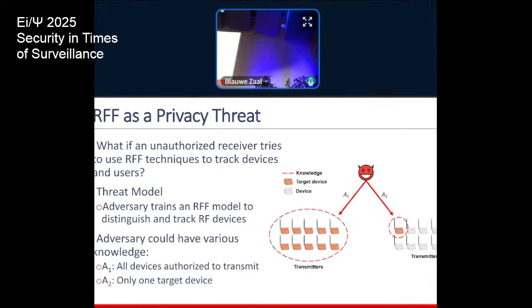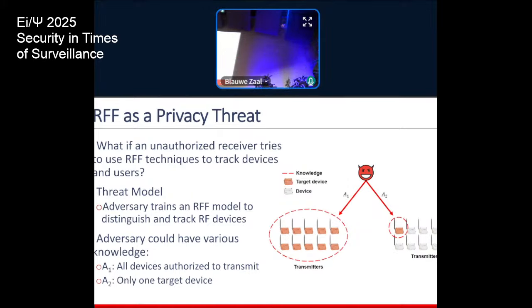And the specific threat can be configured in two different ways. The most powerful adversary model you can think of is an adversary that knows the RF profile of all the transmitters in a given area and can then track each of them by telling this device apart from all the others that he knows. This is the most powerful adversary model you can think of, which in the rest of this talk will be called A1.